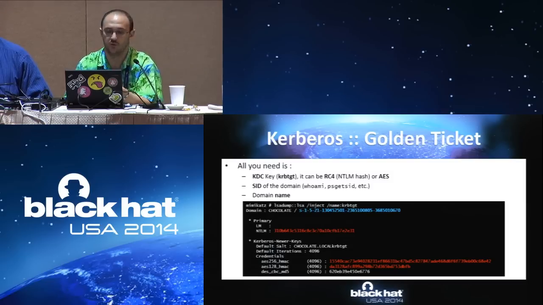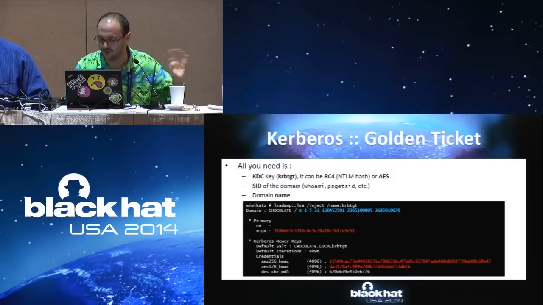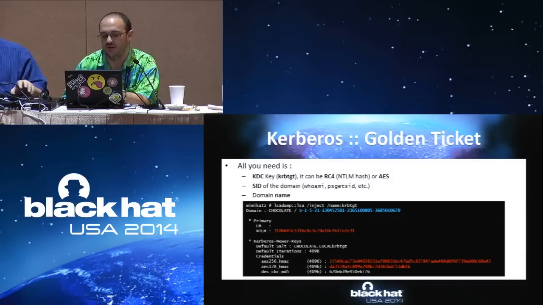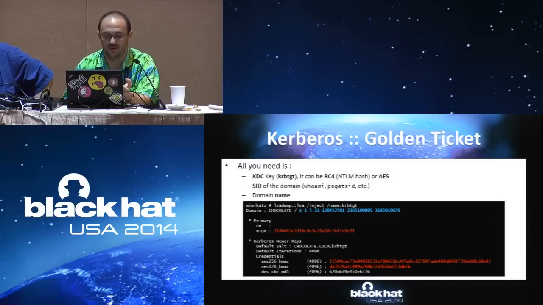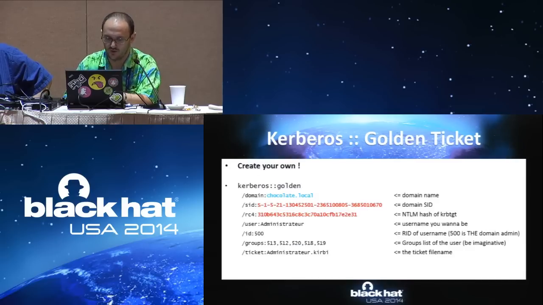So with one command, you can copy paste this command. I will not do it in the VM. You can get the Kerb TGT key. This is the RC4 key for Kerb TGT, this is the AES key, and also. With all that, you can create your own golden tickets with this particular command line.